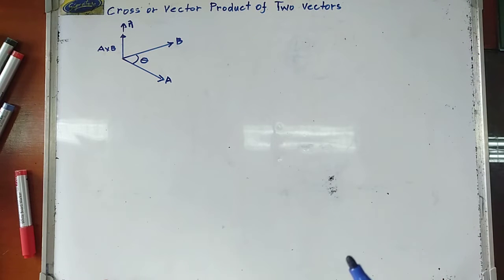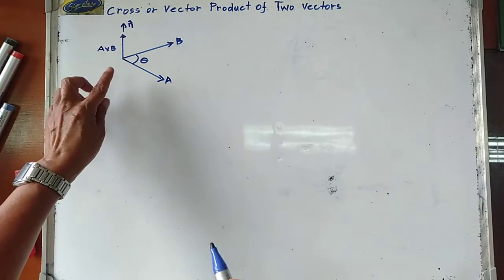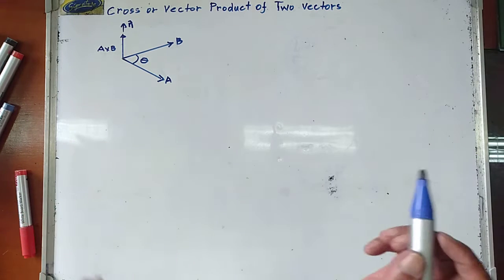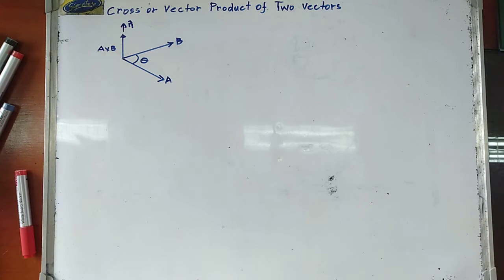Okay, let us now proceed to the cross or vector product of two intersecting vectors. Let us consider two vectors here, and the included angle is equal to theta. How do we define the cross product of two vectors?